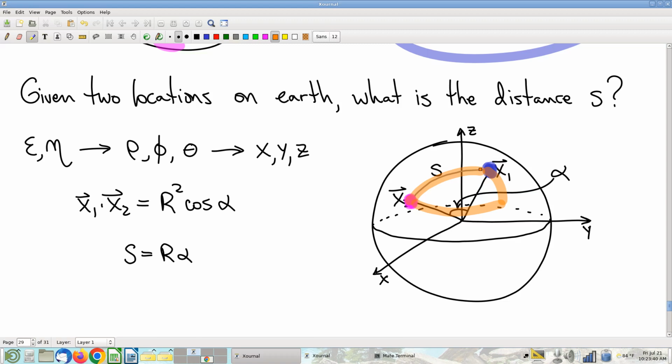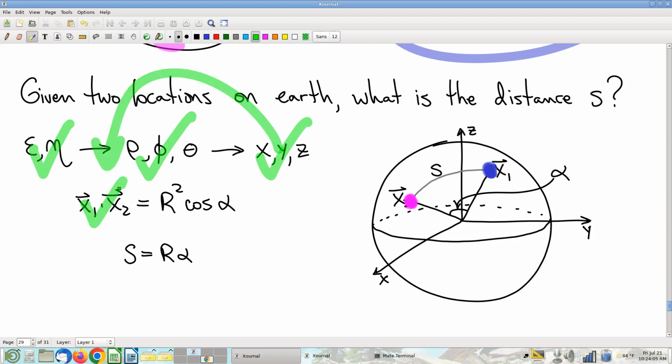We've got a problem here, right? How to find that distance. So the brilliant idea, and spherical coordinates is a necessary link in this chain, is to recognize that if you know the longitude and latitude, then you know the spherical coordinates, which means you know the rectangular coordinates. And if you know the rectangular coordinates, then it's really easy to compute the dot product.